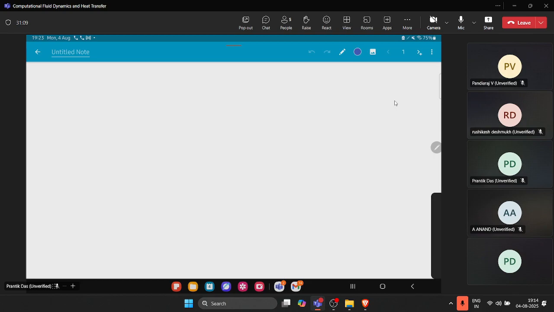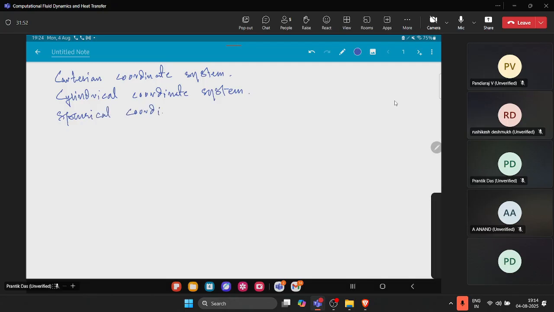As you all know, there are three kinds of coordinate systems. One is the Cartesian coordinate system, another one is the cylindrical coordinate system, and the third one is the spherical coordinate system.